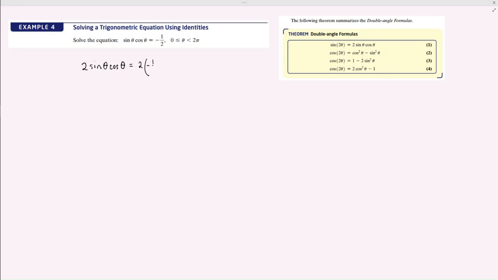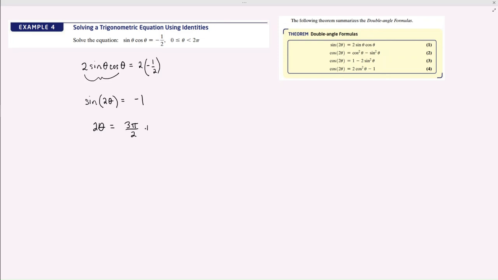equals 2 times -1/2. Okay, so now we'll just substitute the left-hand side, this identity, and call this a sine of 2 theta equals -1. So the sine of an angle is -1 when that angle is 3 pi over 2. So we're going to say that 2 theta is equal to 3 pi over 2.